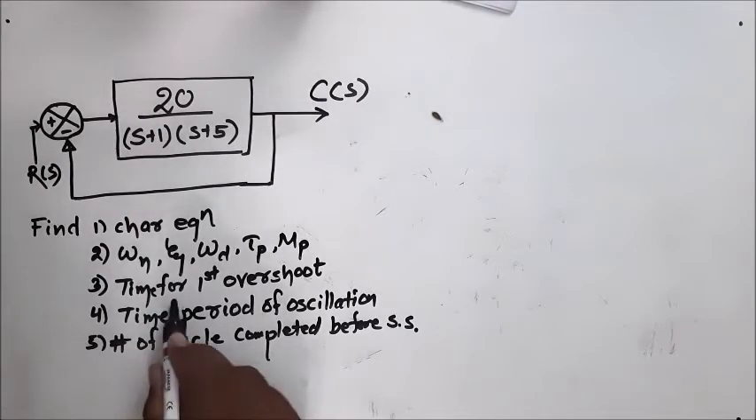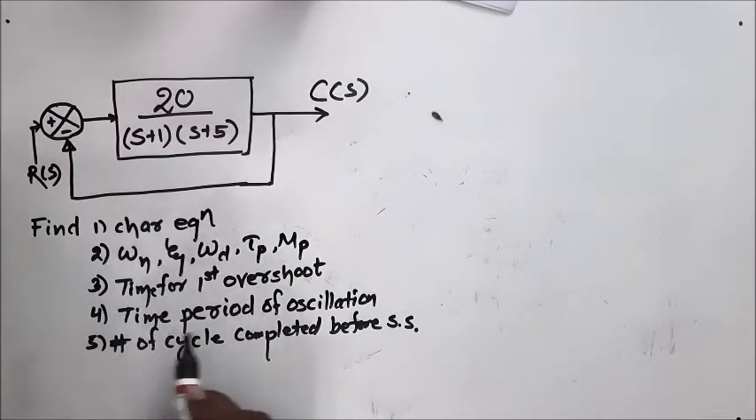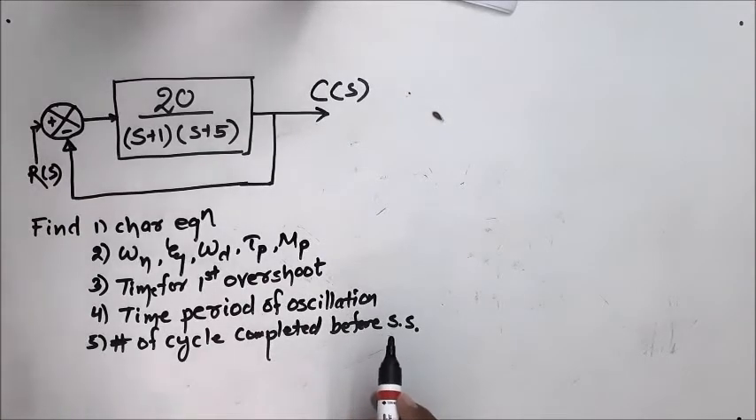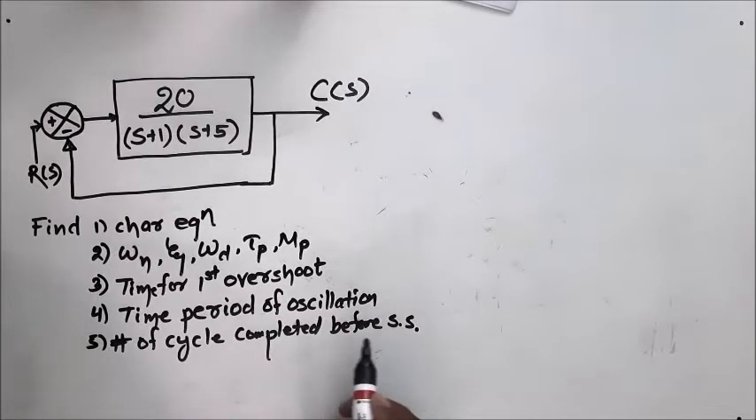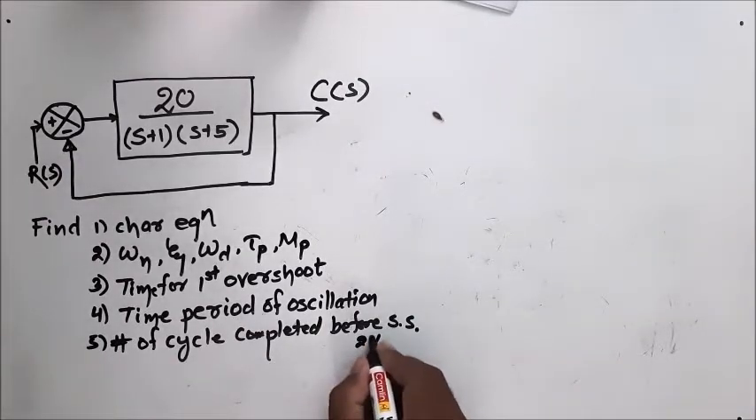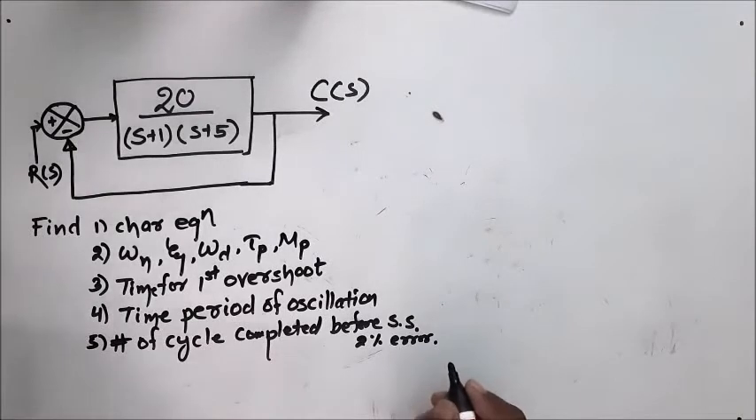Third, I need to find out the time for first overshoot. So how much time the system takes to reach the first overshoot. Then we need to find out the time period of oscillation. And we need to find out also the number of cycles the system completed before reaching steady state. Here for steady state I consider 2% error. So a very precise system.